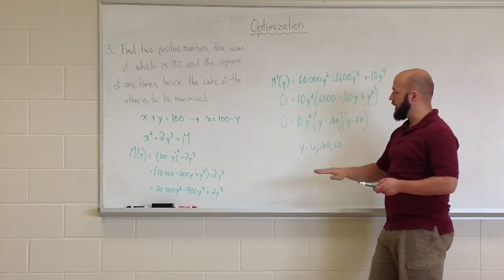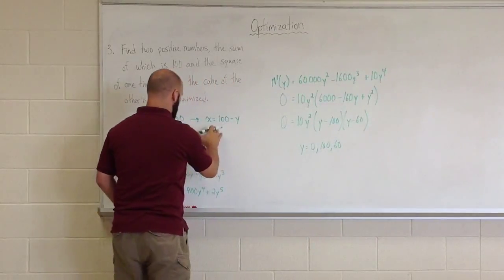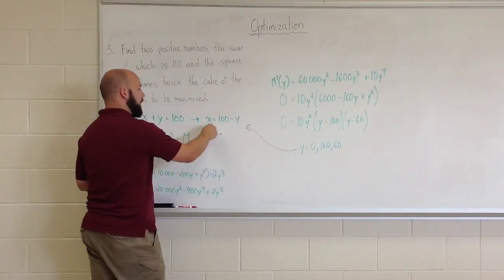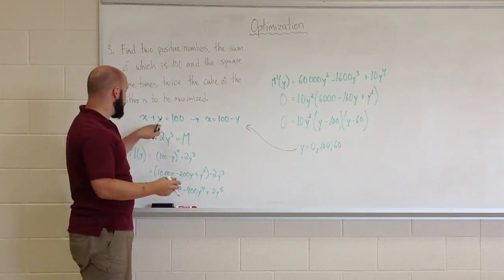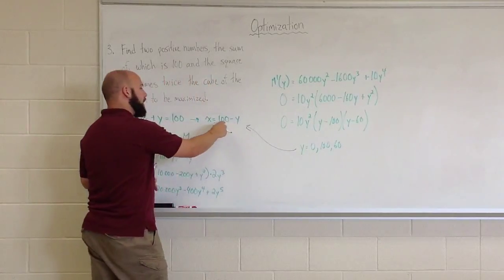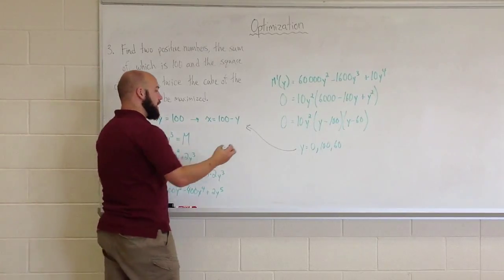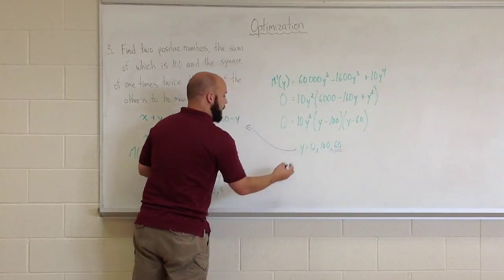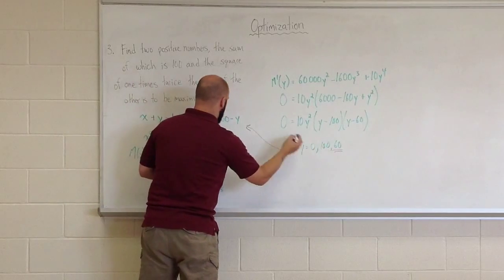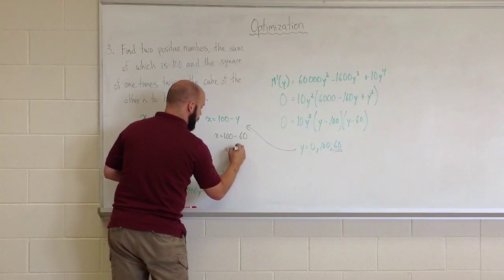Now we want to find when this is maximized. That's the key thing in this question. If we plug y back into our x value, and y is 0, our x is going to be 100. But 100 times 0 is not going to maximize this equation. And if we have 100 in here, we're going to have x being 0, and once again 100 times 0 doesn't maximize. So we need to choose 60. The other two are minimum values. 60 will be a maximum, such that x is 100 minus 60, and x equals 40.